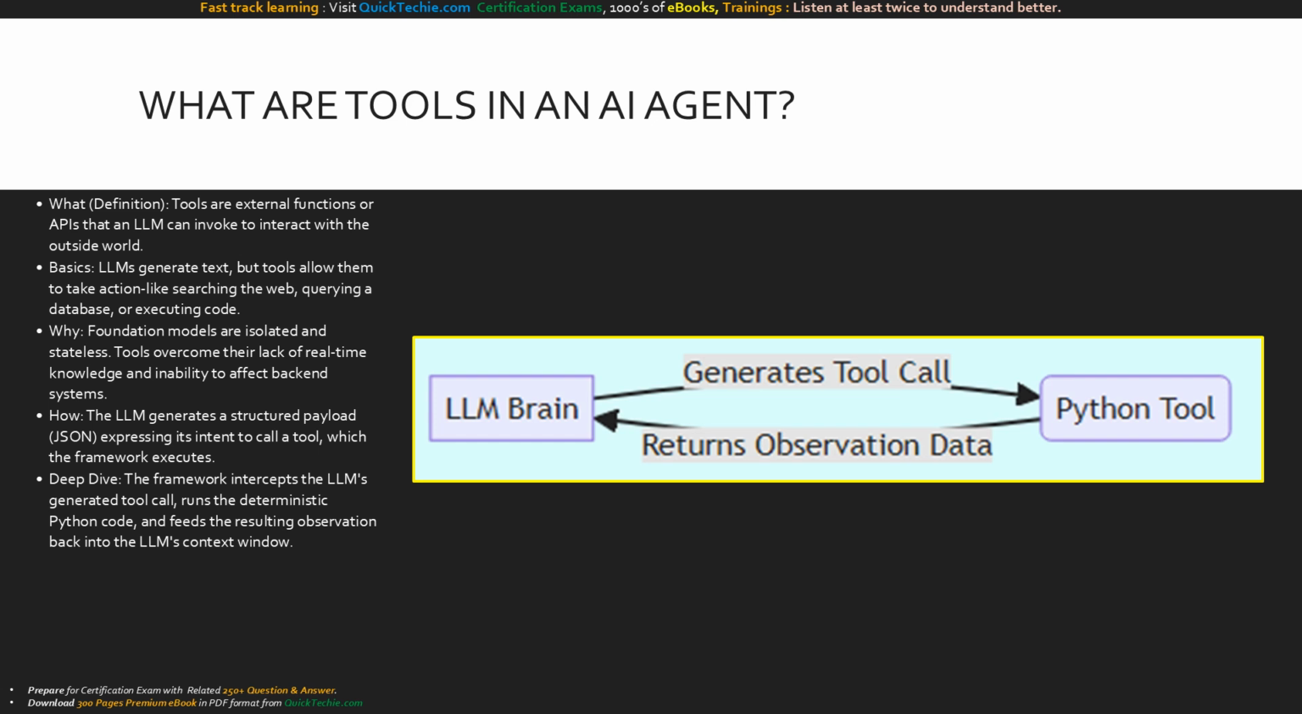This request is sent to the Python tool, representing our code, whether that's a calculator, a web scraper, or a database query script. The tool executes deterministically in your secure backend environment. Once execution is complete, the tool packages the results and sends them back along the bottom arrow as observation data. The LLM then consumes this new observation data, integrating it into its reasoning context to formulate a final answer.